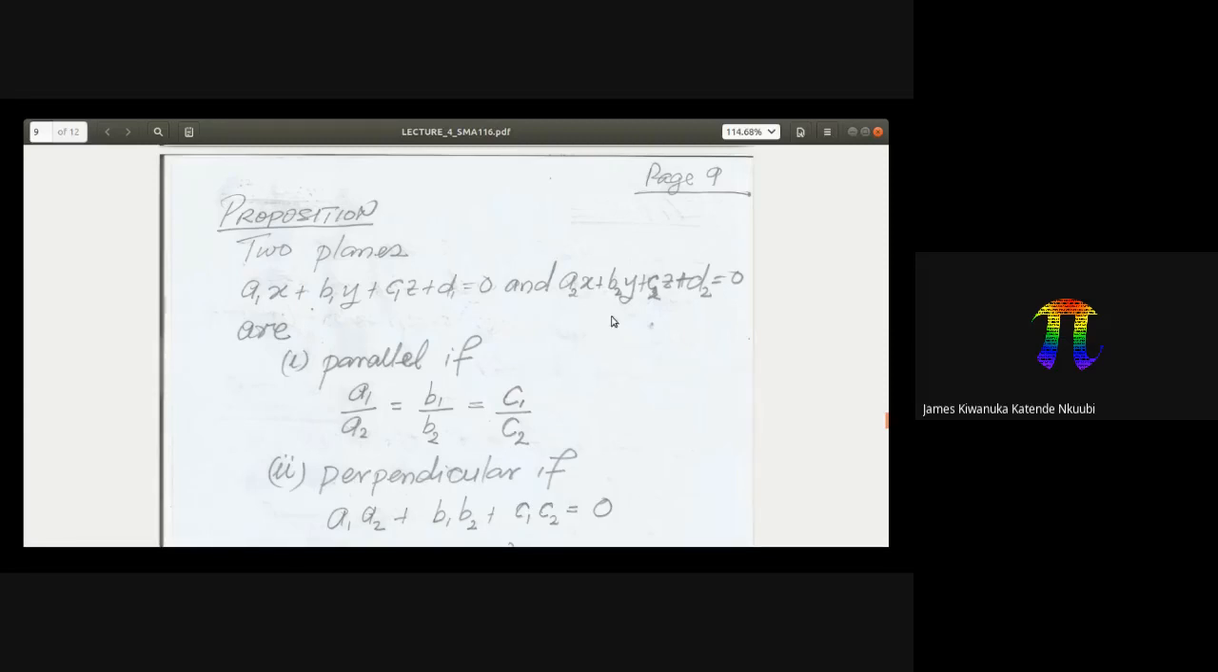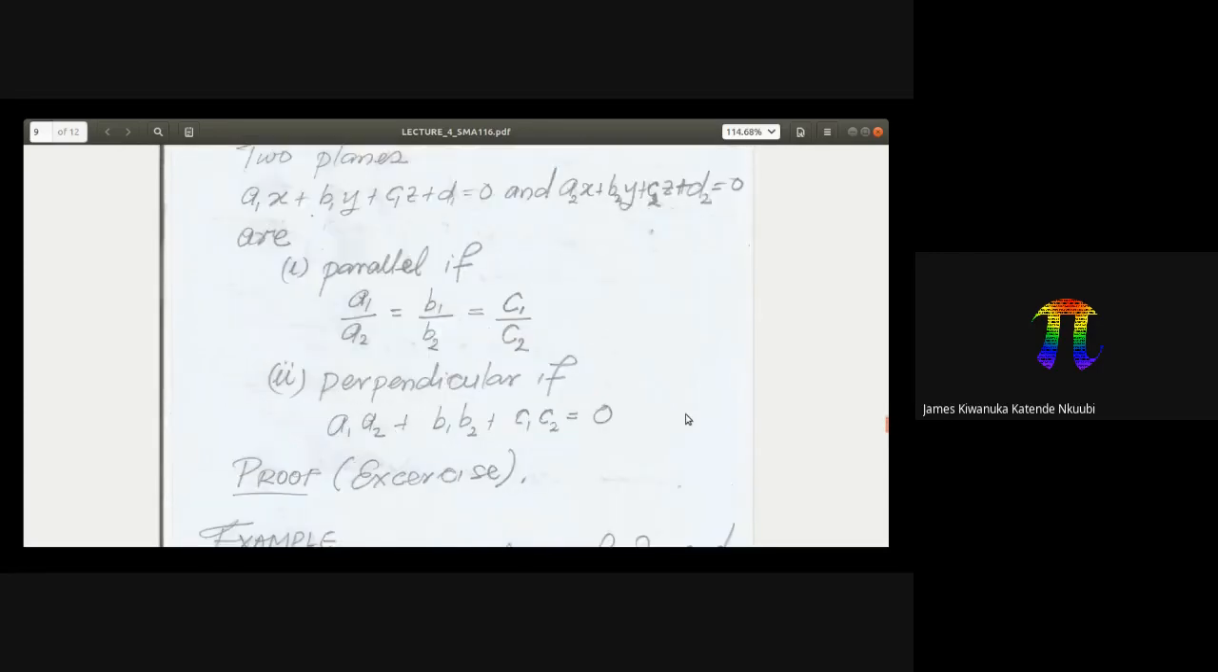That means they have the same normal, or their normals have the same direction. So that's why this happens. It's something you can prove. And they are perpendicular if the angle between their normals is 90 degrees. If the angle between their normals is 90, then the dot product of the normals will be equal to 0. So that tells you that the two planes are perpendicular.